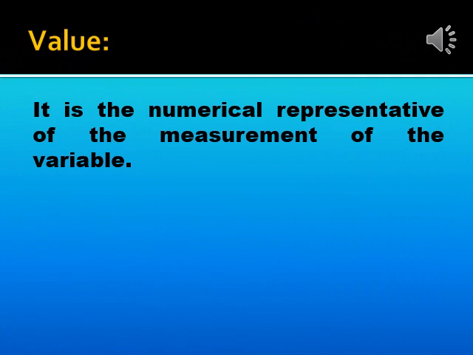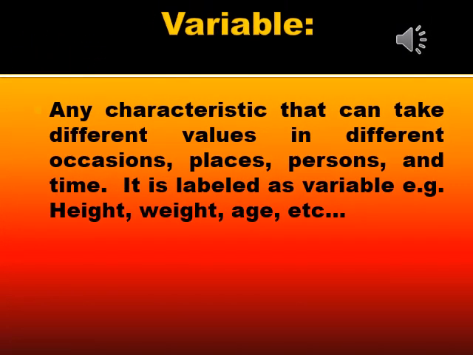As we said, data represent a collection of numbers or values. What do you mean by value? It is the numerical representative of the measurement of the variable. A variable is any characteristic that can take different values on different occasions, in different places, persons, and times. It is labeled as a variable, like height, weight, age, etc.